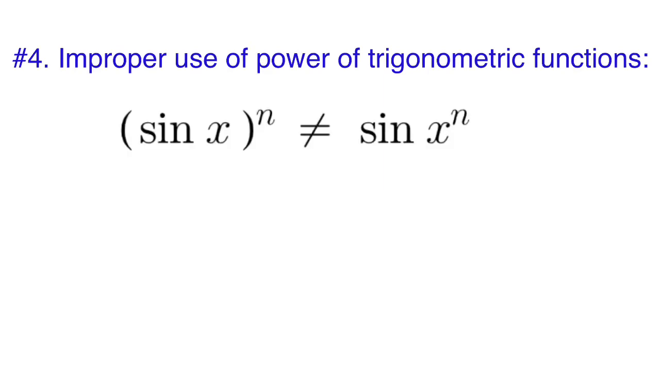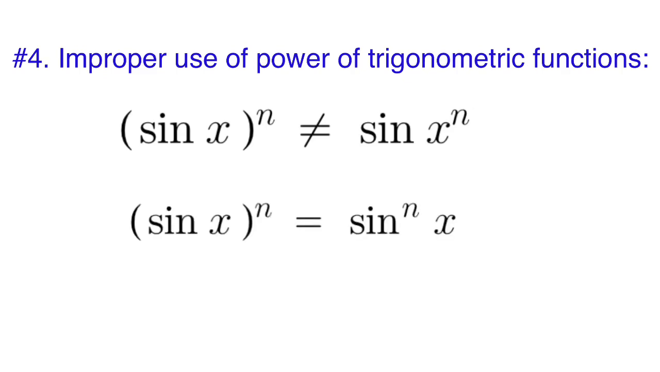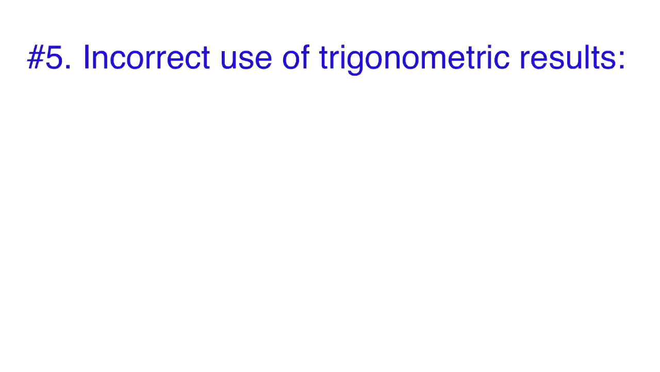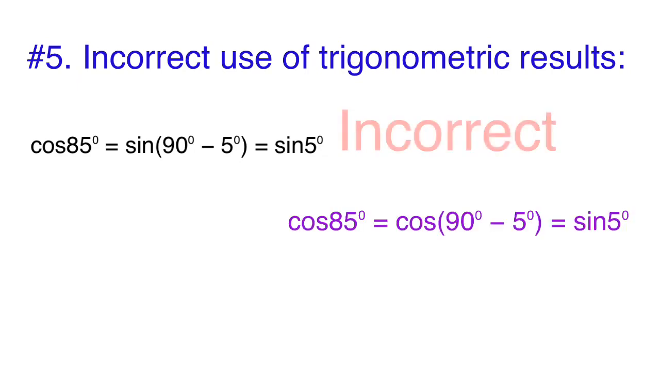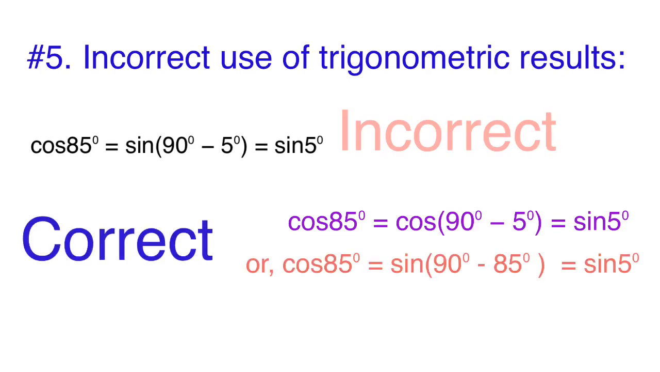Improper use of power of trigonometric function. Sin x whole to the power n is not equal to sin x to the power n. Sin x whole to the power n is equal to sin to the power n x. Incorrect use of trigonometric result. Cos 85 degrees is equal to sin 90 degree minus 5 degree is equal to sin 5 degree, which is incorrect. Cos 85 degree is equal to cos 90 minus 5 degree is equal to sin 5 degree, or cos 85 degree is equal to sin 90 minus 85 degree equal to sin 5 degree, which is correct.